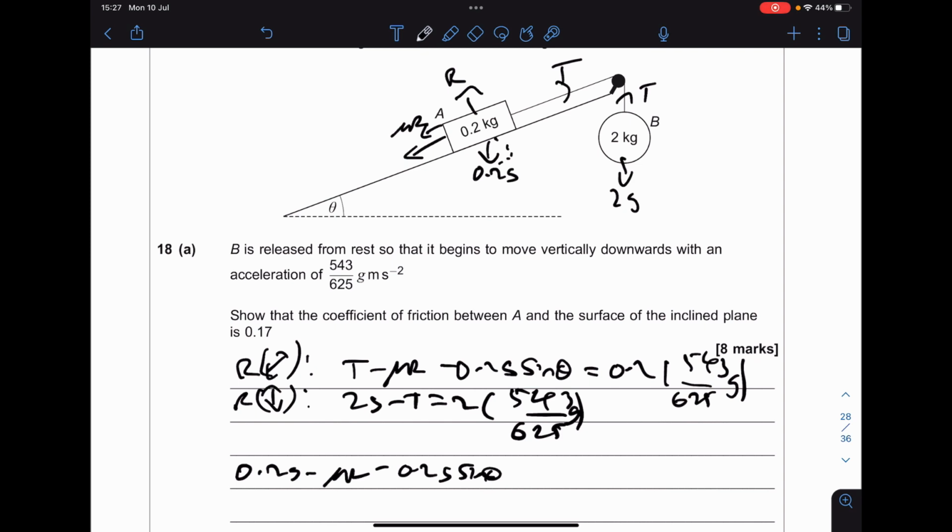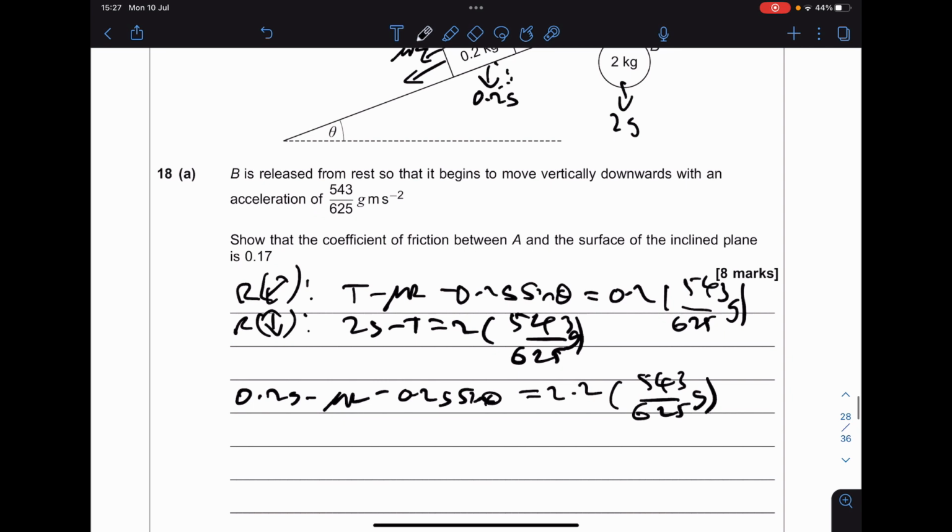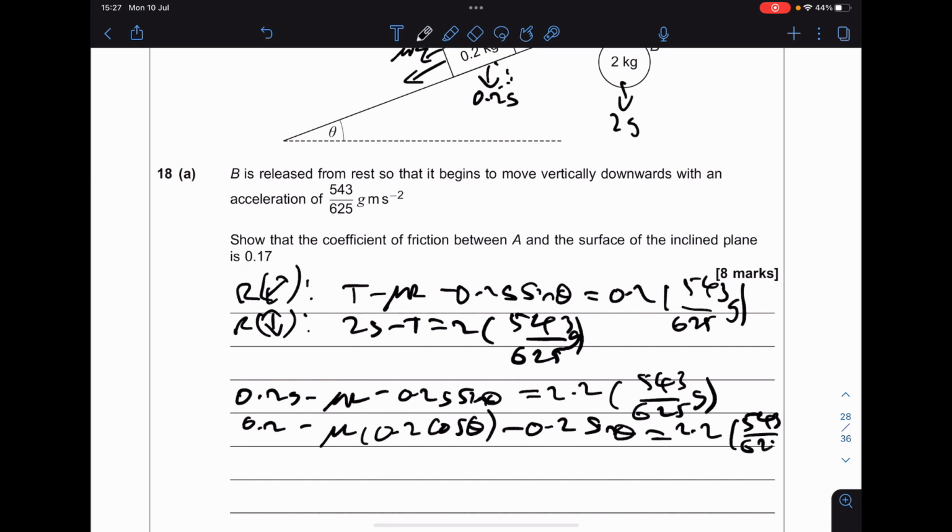I am going a bit quick, I do apologise if I am. It's 2.2 of 543 over 625g. These questions are a lot more intense than the ones I've done for Excel, which is going to be 0.2 minus mu times 0.2 cosine theta. So we want to find the coefficient of friction. Minus 0.2 sine theta is going to be 2.2 times 543 over 625.